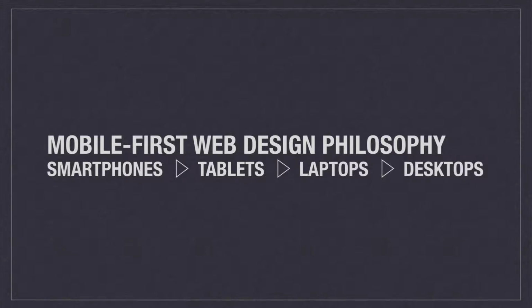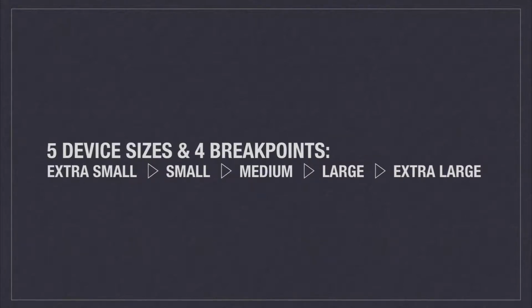This means that the layout first takes into account extra small devices like smartphones and then scales up the elements to larger devices like tablets, laptops and desktops as needed. Bootstrap is designed to accommodate 5 different device sizes, where the initial size is for extra small devices like smartphones. When we need to adjust our layout to larger devices, we can use 4 different breakpoints for small devices, medium devices, large devices and extra large devices.